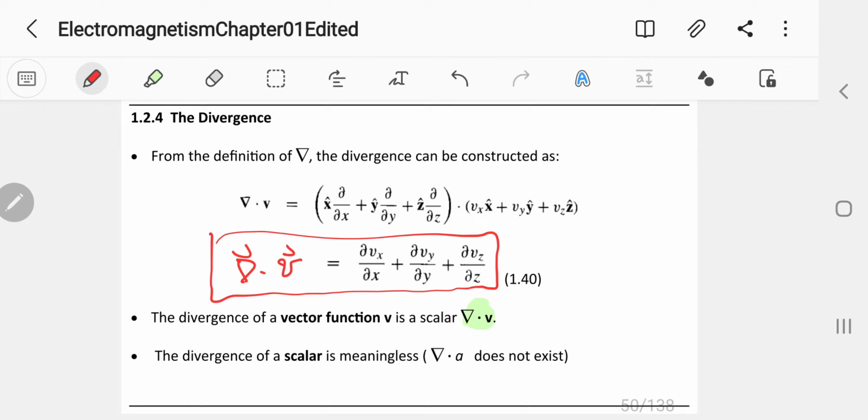That quantity now is not a vector quantity. The divergence is not a vector quantity. By the way, the divergence of a scalar is a meaningless quantity, and it does not exist. Of course, you can say that's equal to zero.